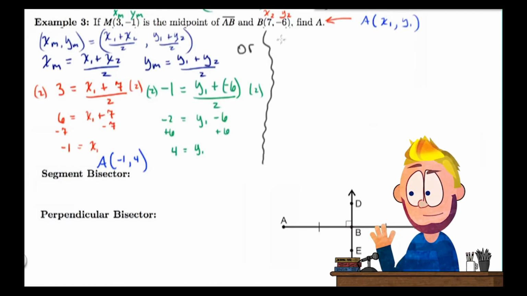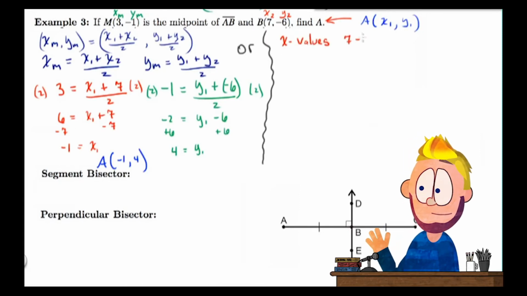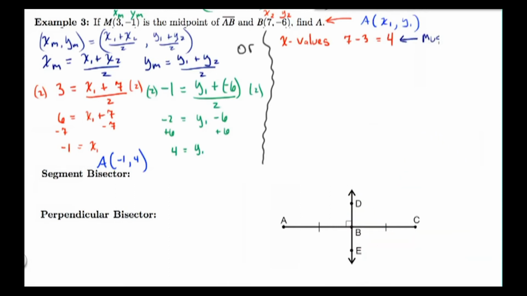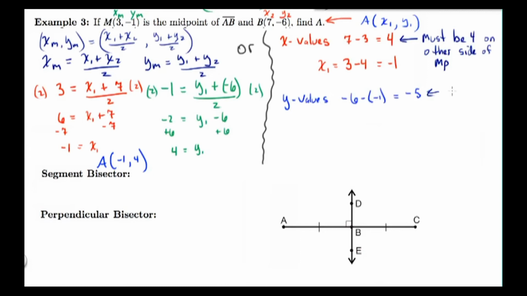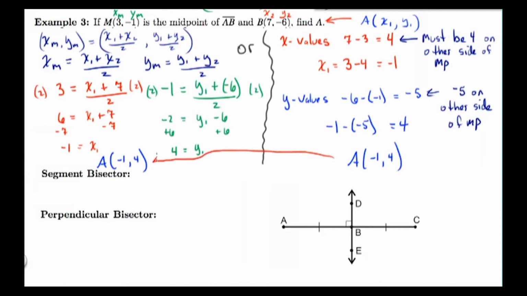Or the other way we could do this is find the distance between the midpoint and point B for the x values. So the midpoint is at 3 and B's x value is at 7. So that means that the other point A must be 4 units on the other side. So that would be 3 minus 4 would be -1. For the y values, I could say -6 minus -1 is -5. And then -1 minus -5 is 4. So again, we get the same point, -1, 4. Either way works.